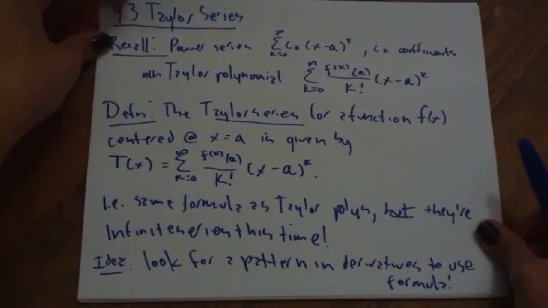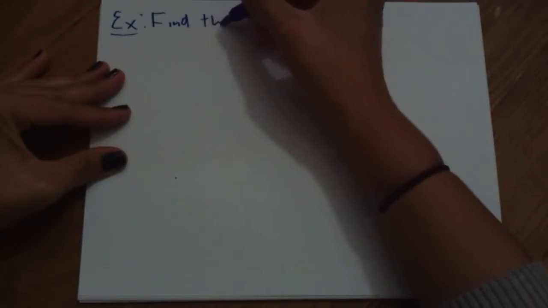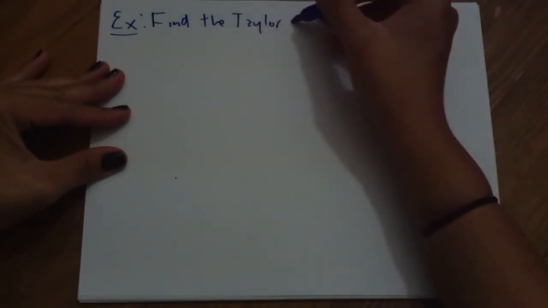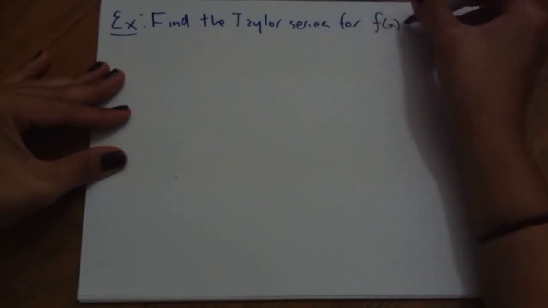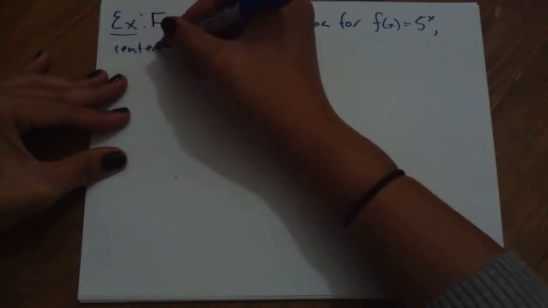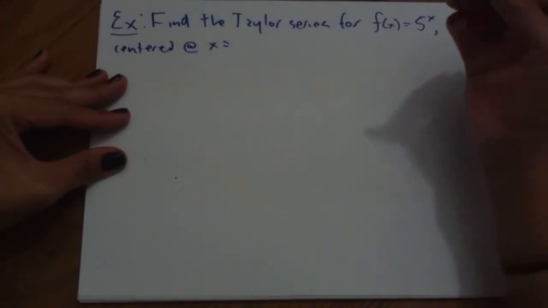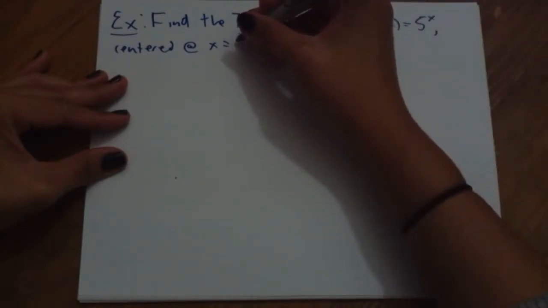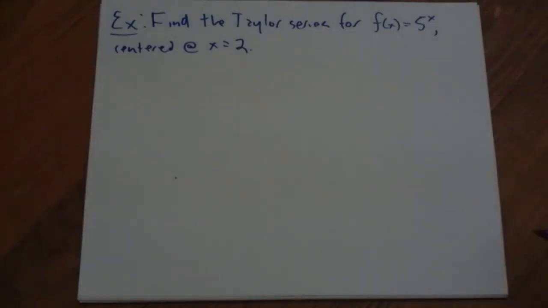Okay, so I'll try and start off with one that's not too bad. Let's see if we can find the Taylor series for the following function. Let's take a look at 5 to the x, and we'll have this thing centered at x equals, let's say, 2 here. Why not? Okay?